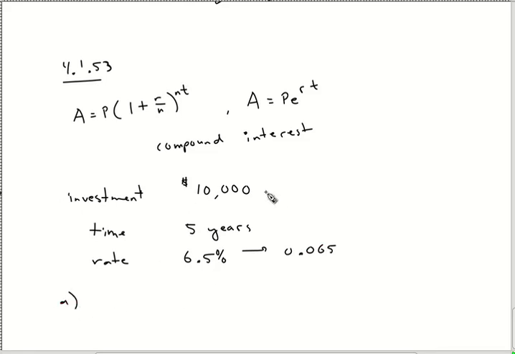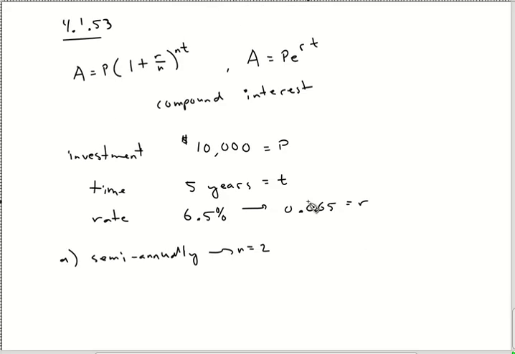So this guy is going to be your P. This is your T, time. This is your rate, R. And then A, it says semi-annually. And so what they're trying to say here is that N is equal to 2. And so the other ones are quarterly is 4, monthly is 12, etc. So I'm going to just choose the formula right here because we have all those values.